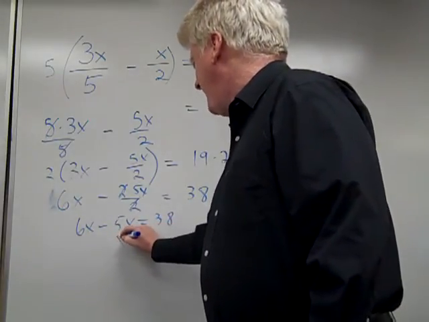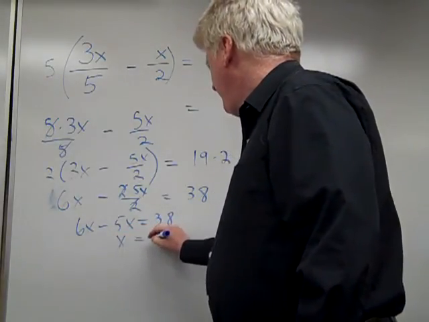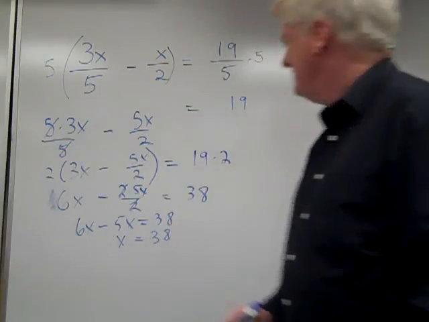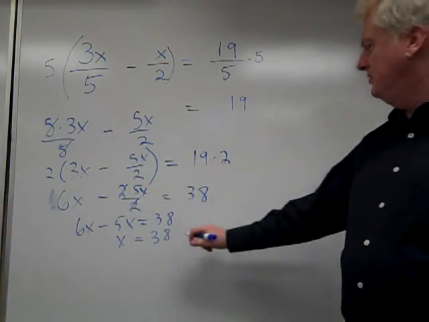6x minus 5x is equal to x. x equals 38. And there is your solution.